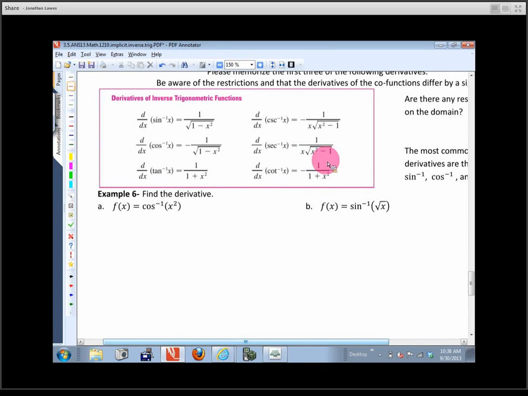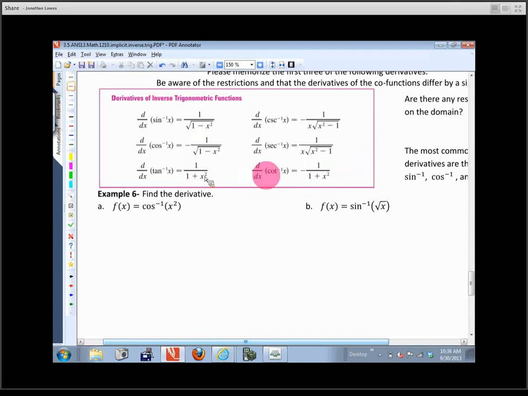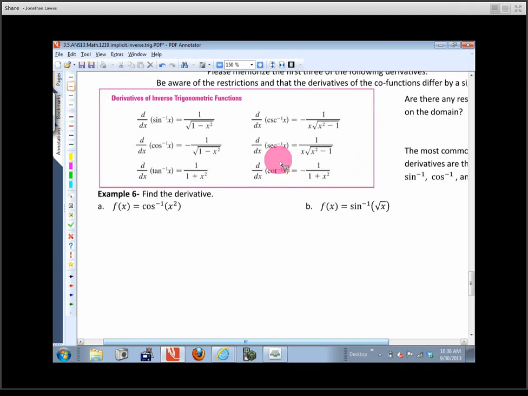Okay? So you'll notice that the denominators on every single one of these are completely different. There aren't any similarities here. With tangent and cotangent, it's 1 plus x squared. With sine and cosine, it's 1 minus x squared. And with secant and cosecant, it's x squared minus 1. They kind of change places and change signs, if you will. Okay? So don't care how you remember it, but you've got to make sure that you've got those memorized.